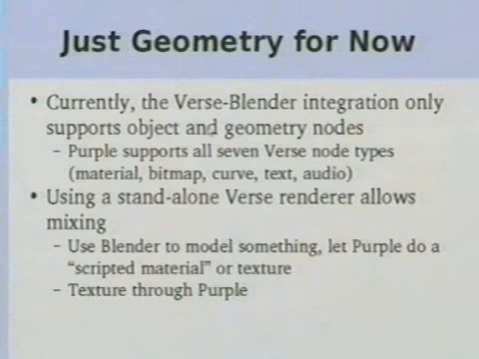And currently, I could only show you this operating on geometry, because that's all we have in Verse Blender right now. But Purple supports all the node types in Verse. So I have plugins that do, for instance, bitmap filtering and text. I don't think I have anything for text, but I could write some. So you can do a lot in Purple. And I'm really hoping for GD to get some bitmaps flowing into Purple or into Blender, so we can have some fun with that.